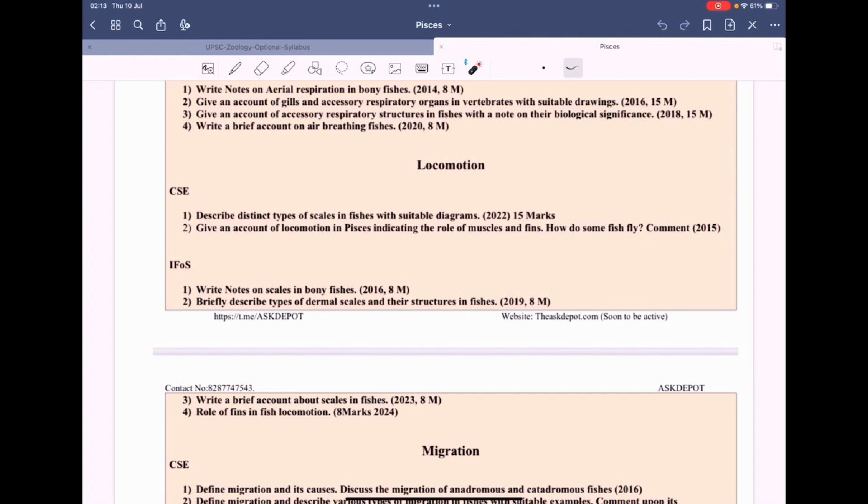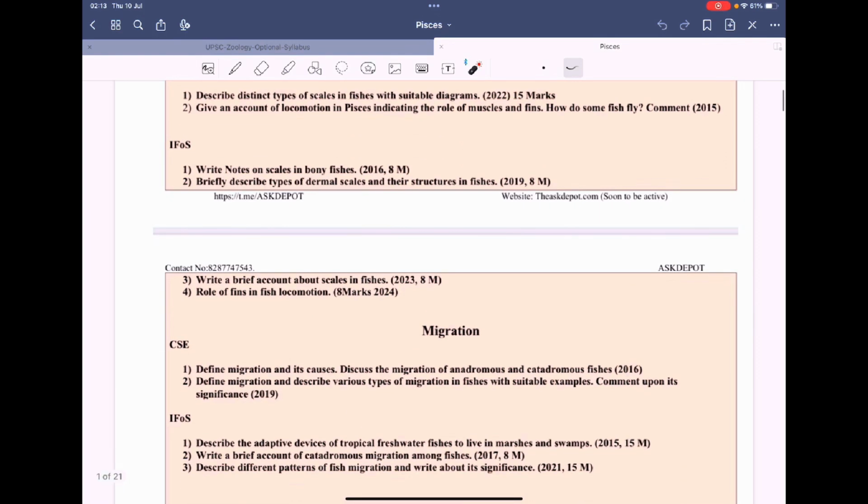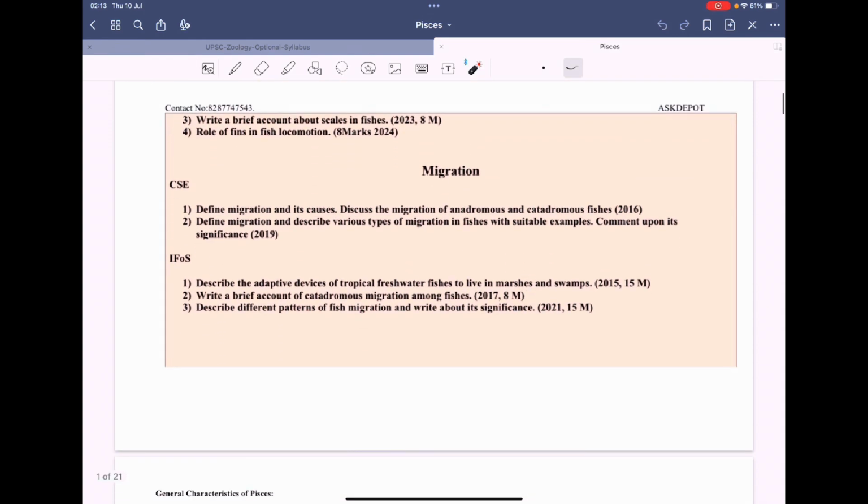The locomotion in fishes is important. The types of scales have been asked, the muscles and fins have been asked, and about the flying fishes has been asked, even about the bony fishes, the scales in bony fishes. There have been questions about the role of fins in locomotion. We will discuss these in detail.